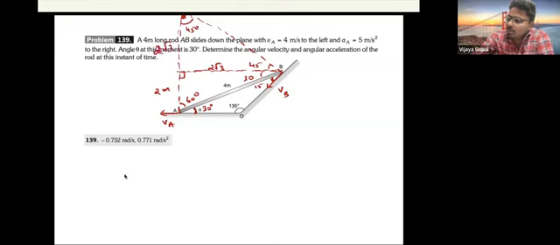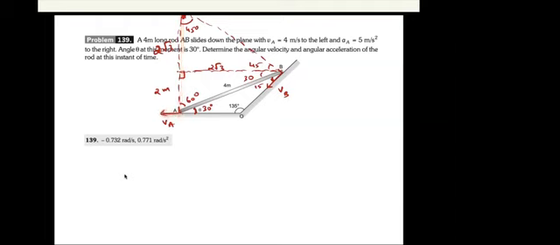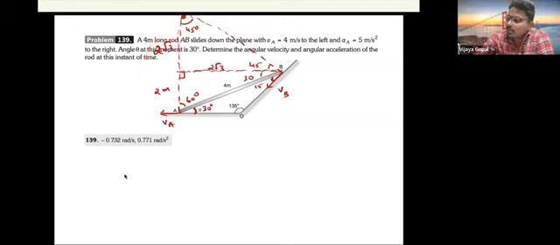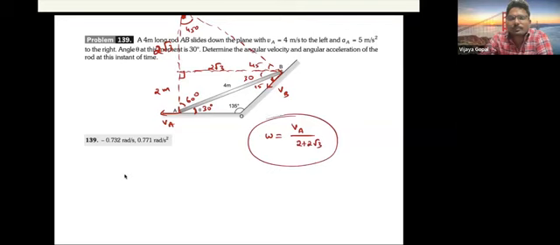That means the total distance from here to this perpendicular is 2 plus 2 root 3. So therefore, omega is simply VA by R, since V equals R omega. R perpendicular we have to take, and this is obviously R perpendicular only. So the answer is VA by 2 plus 2 root 3. This is the omega. Clear?